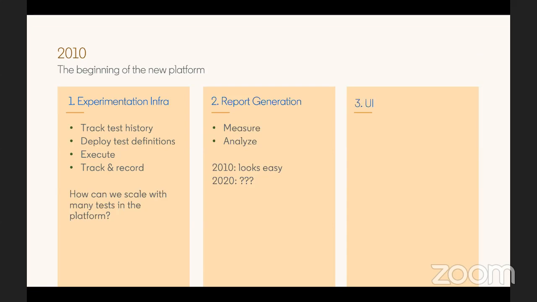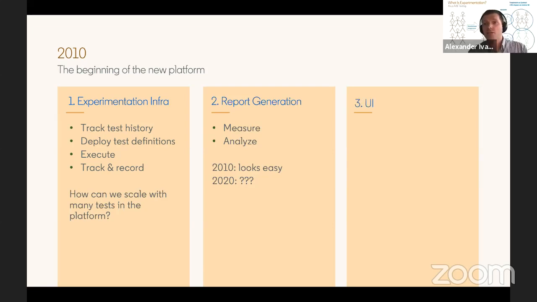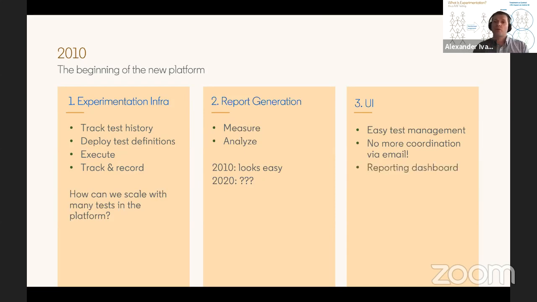The third problem was to create an experimentation UI so that all tests could be managed easily and people could stop coordinating via email, because emails work well when you have, let's say, 10 people or maybe 20 people in the company. But once your company grows to hundreds and thousands of employees, that's no longer efficient anymore. And creating a reporting dashboard was super important as well, so that people could see results in a single trustworthy place, and devs could see the same thing.